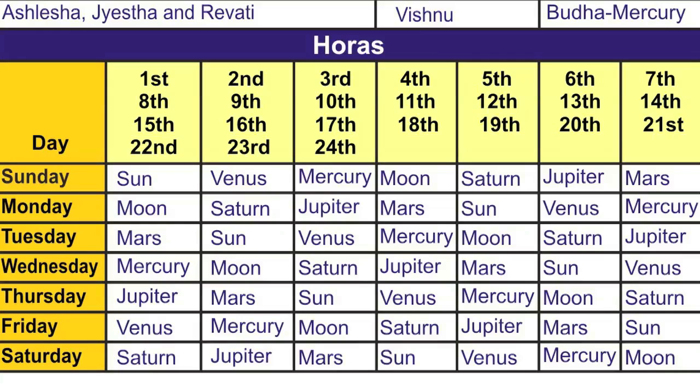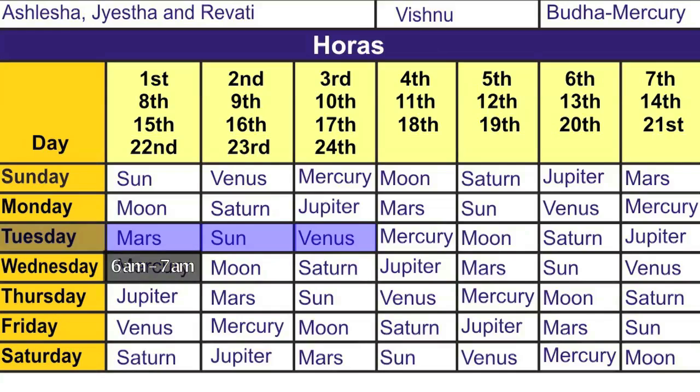If you are calculating the planetary auras for Tuesday, locate Tuesday on the left-hand column. The first row tells you that the first aura of Tuesday is ruled by Mars, the second aura of the same day is ruled by the Sun, the third is ruled by Venus, and so on.